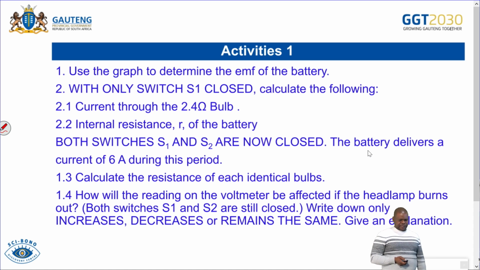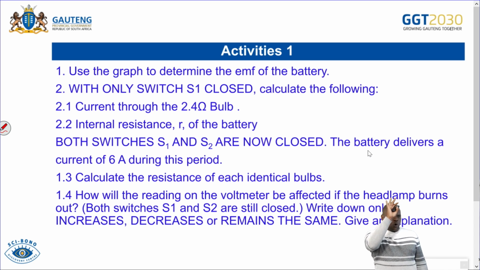Then, let's look at the questions. Question number 1 says, use the graph to determine the EMF of the battery. Question number 2 says, with only switch 1 closed, calculate the following. We're only closing switch 1, we're leaving switch 2 open. Are we together? Then the question says, calculate the current through the 2.4 ohm bulb.